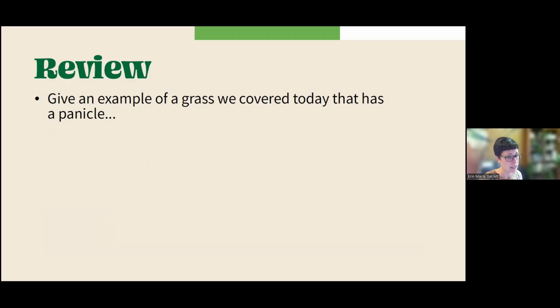Panicle is going to be that branched inflorescence. Some of them have it in the name. I saw someone put in there panic grass. That's an easy one to remember. The panic grasses all have panicles.